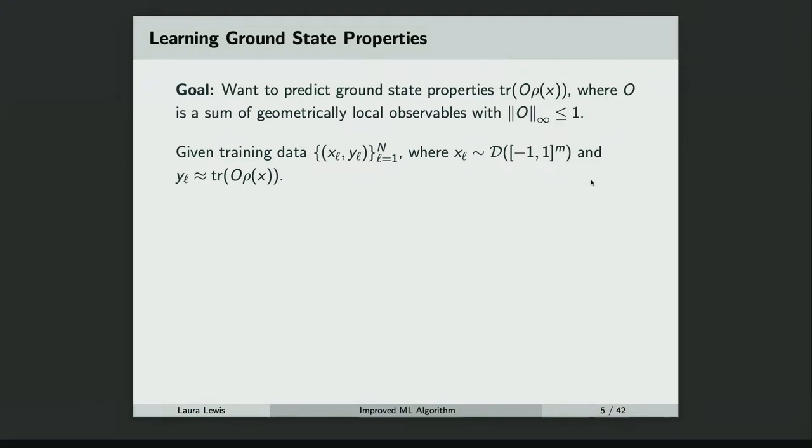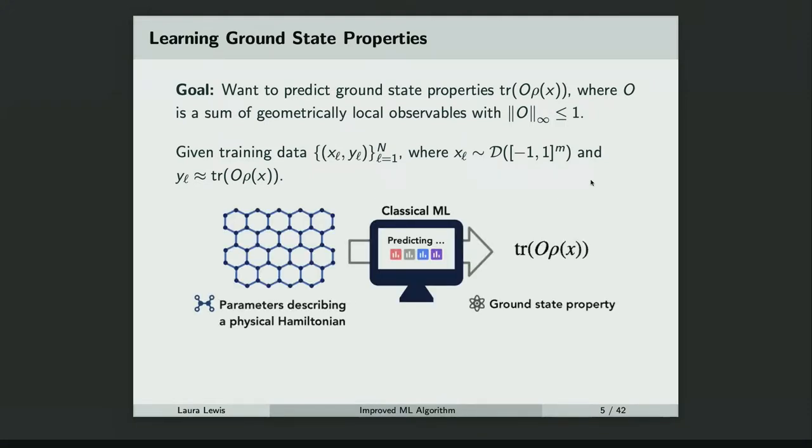Okay, so I've just written that up again here. And so the overall goal, again, is that we want to input this parameter to our classical machine learning algorithm, and then it outputs some approximation of our ground state property. So the main question then is, can classical ML do this efficiently? So that's what I was saying earlier about, can classical ML predict ground state properties after learning from some amount of training data?